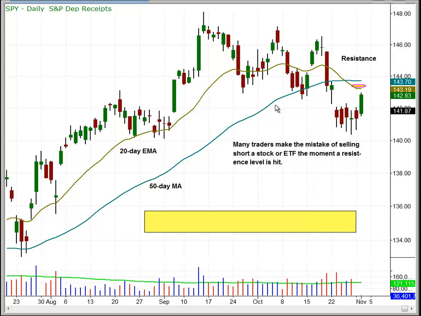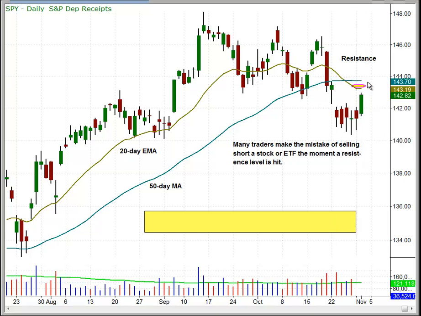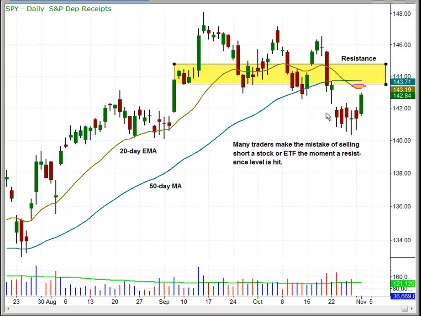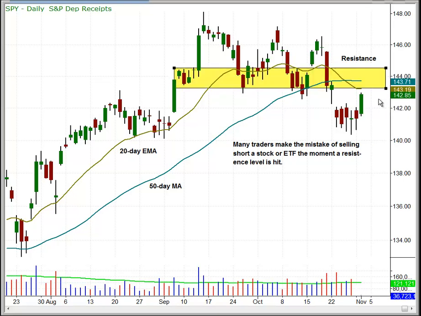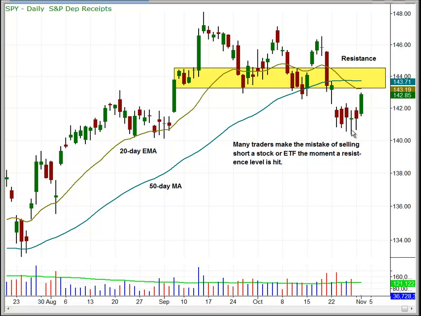average, and the 20 now is below the 50-day moving average as well, and the 50-day moving average has also lost its uptrend. It's just been going sideways the past few weeks. So we clearly see that there's a cluster of resistance in the 143 to 145 level, and many traders make the mistake of selling short a stock or ETF the moment it touches a resistance level. And that's not what we're trying to do here.